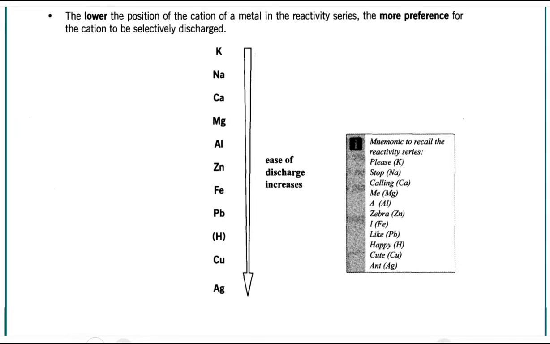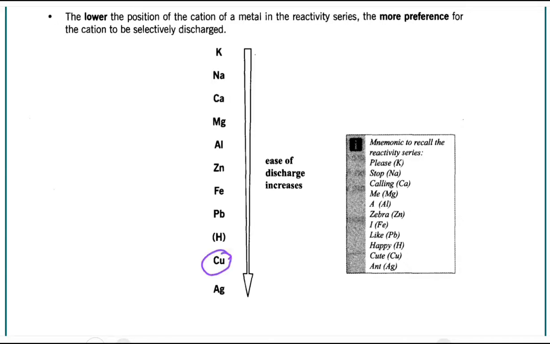So as you can see from this diagram that I have, it is much easier to discharge copper than it is to discharge zinc, because the ease of discharge increases as we go down. So the one in a lower position is the one that will be selectively discharged better than the one in a higher position within the reactivity series. In the reactivity series, we have potassium, sodium, calcium, magnesium, aluminium, zinc, iron, lead, hydrogen, copper, as well as silver.